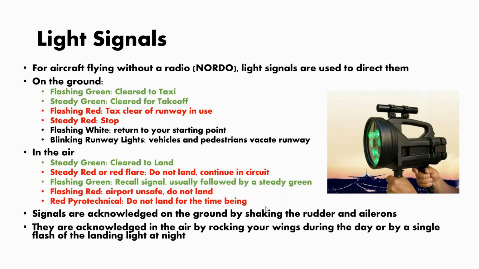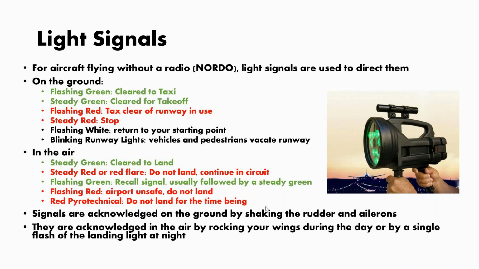So on the ground, when you have flashing green, that means you're cleared to taxi. When you have steady green, so just a constantly on green light, that means you're cleared for takeoff. If you have a flashing red light, that's telling you to taxi clear of the runway in use. If you see a steady red light, that tells you to stop. Flashing white, go back to your starting point, so back to the apron. And if there are blinking runway lights, that's telling everyone to get off the runway, because there might be a plane coming in to land suddenly in an emergency or something like that.